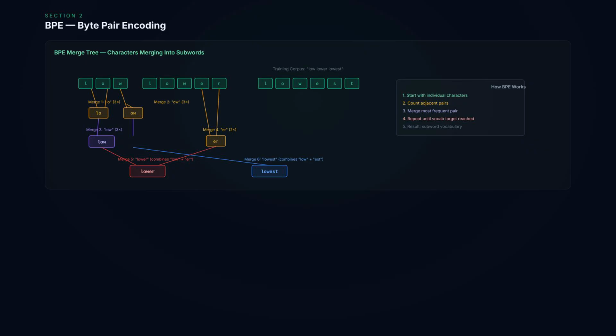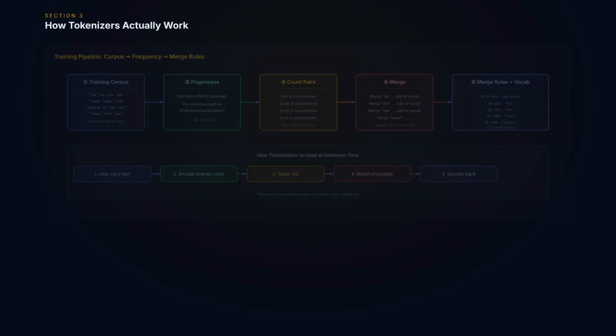It was originally a data compression algorithm from the 1990s. Back then, it was used to shrink file sizes. But in 2016, a team of researchers realized it could solve a different problem. Word-level tokenization gives you too many rare words. Character-level gives you sequences that are way too long. BPE finds the middle ground. It learns the most common subword units from your training data. Common words like the and hello become single tokens. Rare words get split into smaller pieces. It's a sweet spot that balances efficiency and coverage, and it made modern LLMs possible.